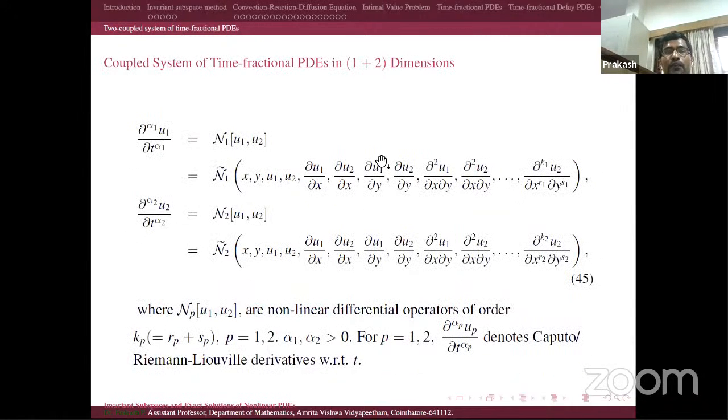Similarly, we can extend this method to coupled systems of time fractional PDEs in 1 plus 2 dimensions, because here I'm considering the space variables x and y, and the time variable is t. This is of arbitrary order because these are time fractional PDEs.